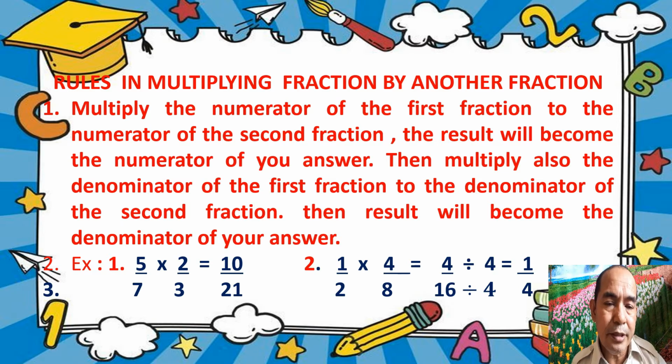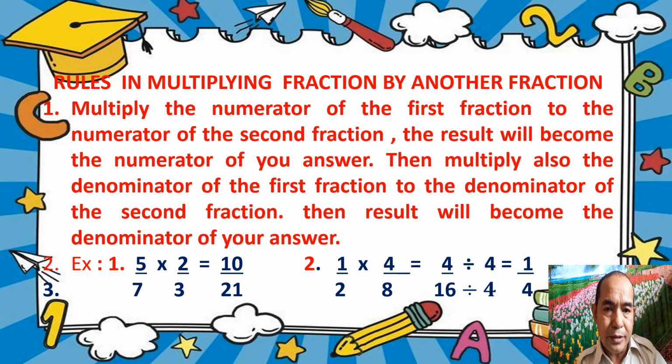Okay, we will take example number 1. The fraction is 5/7 times 2/3. So again, we follow the rule. Multiply the numerators: 5 times 2, we have 10, and 7 times 3, we have 21. So looking at the numerator and the denominator, we can find no common factor, because 10 has factors of 2 times 5 and 10 times 1, while the denominator has factors of 7 times 3 and 21 times 1. So they have no common factor. Therefore, we can say that this fraction can no longer be reduced.